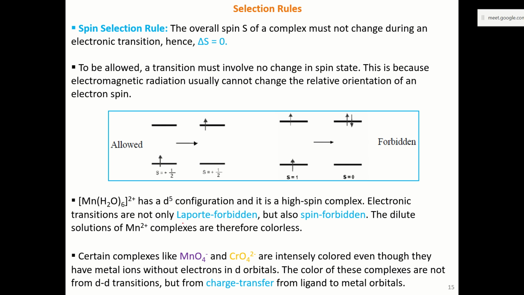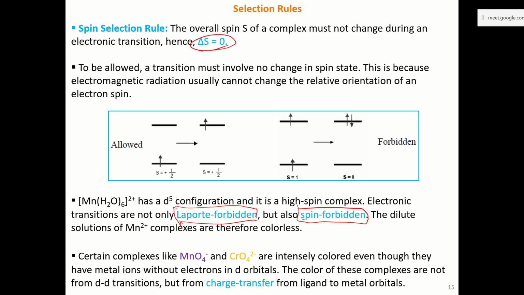So we have already considered these things: Laporte forbidden and spin forbidden. Usually we talk of two things: Laporte forbidden transitions or spin forbidden transitions. That is, in one case delta L plus minus 1, or here the spin change. There should not be any change in the spin of this electron. The multiplicity should not change. Delta S must be kept to 0.